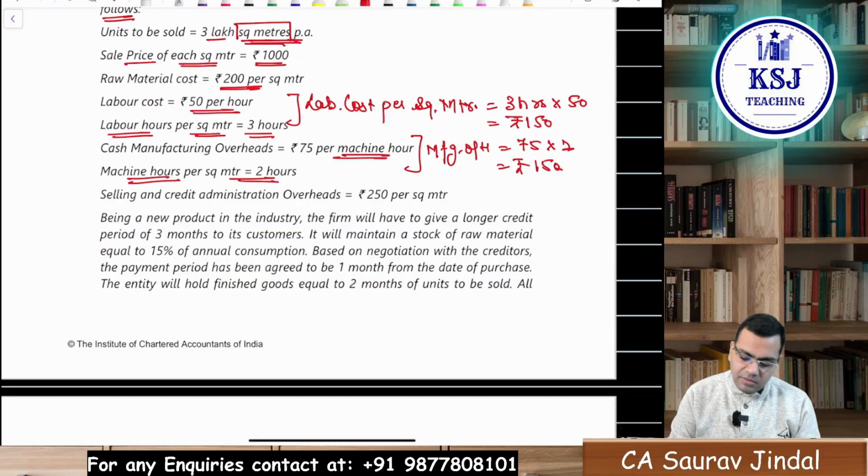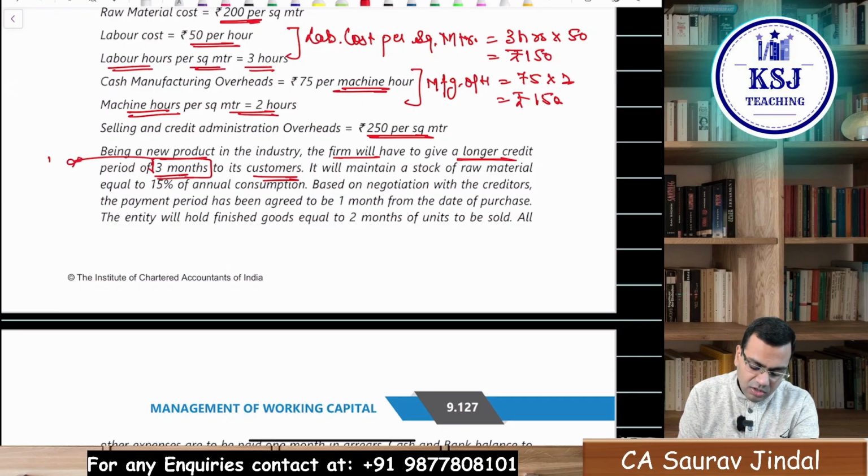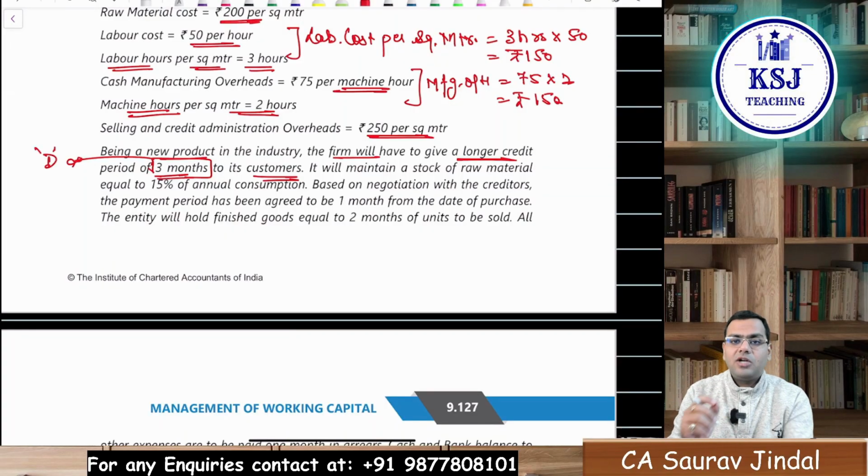Selling and credit administration overheads are rupees 250 per square meter, given, sir. Being a new product in the industry, the firm will have to give a longer credit period of 3 months to its customers. So this is your value of D, that is the debtors collection period. That is how much time you take for the money to be collected from the debtors.